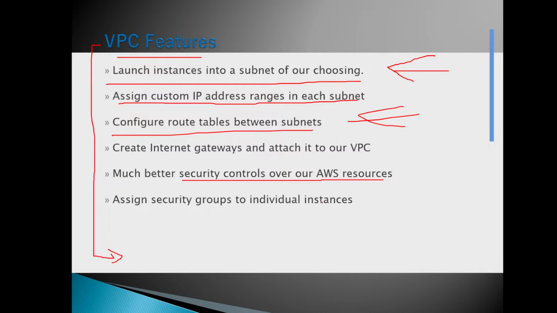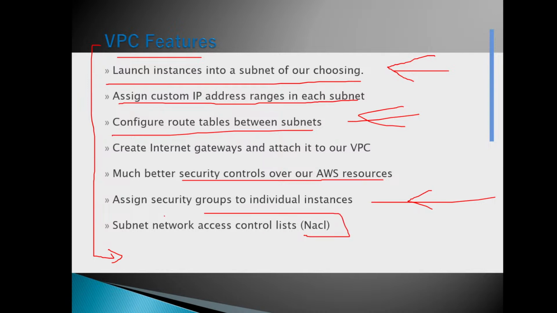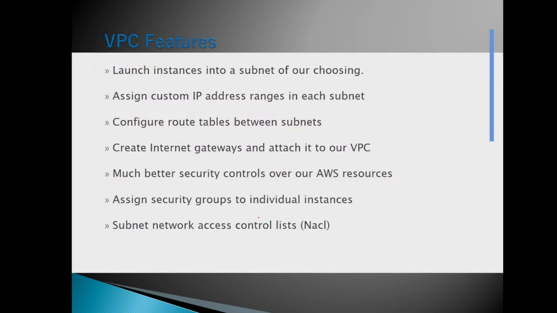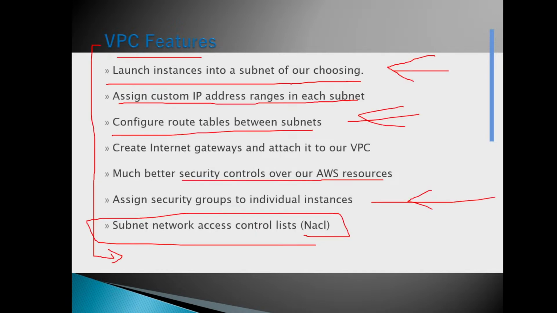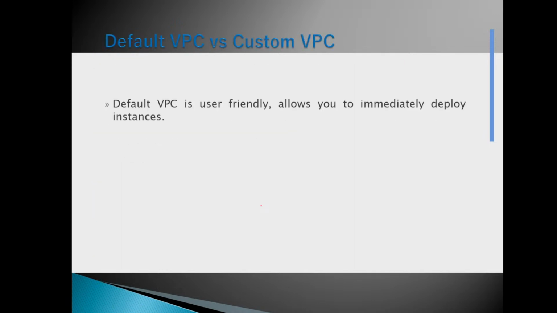Assign a security group to an individual instance. We have done this. Subnet network access control list, NACL. Okay, these are the parts of our VPC. We are going to learn each and every component in detail one by one.